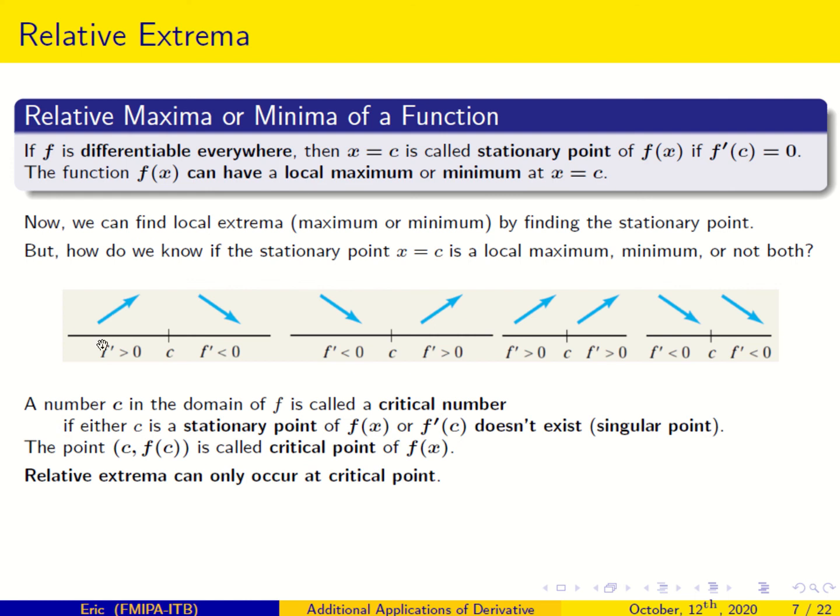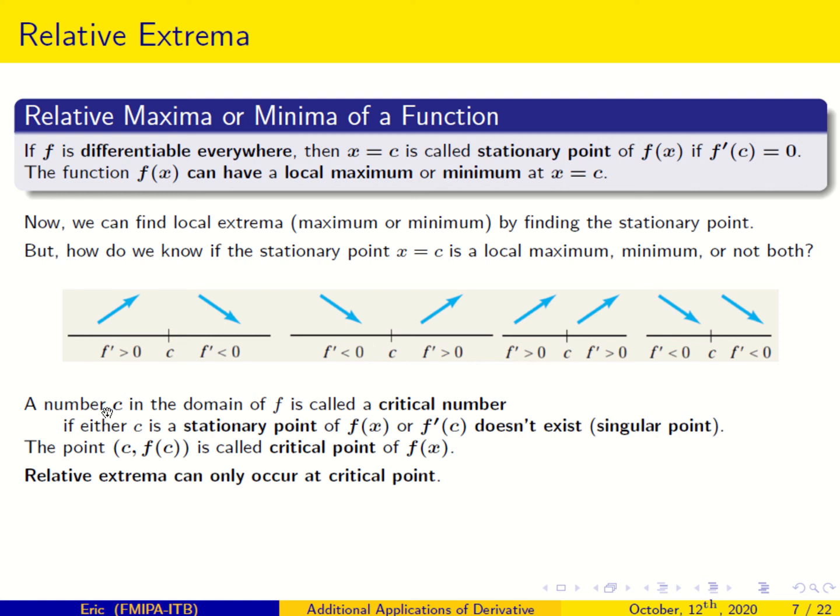If this is increasing and then decreasing, by looking at the sign of f prime, we know that this is the maximum. And this one, the minimum. But what about this one? This is not a maximum or a minimum. This one also is not a maximum or minimum. So how can we tell the difference? By looking at the derivative near c.